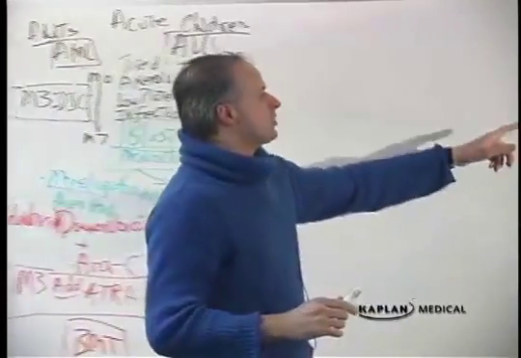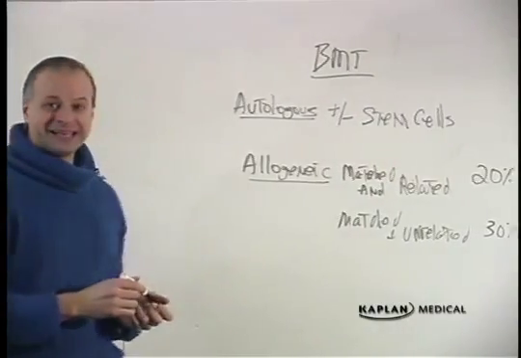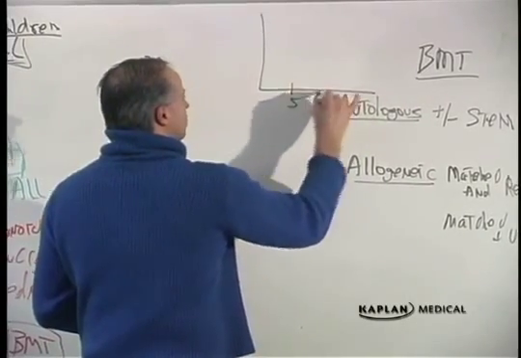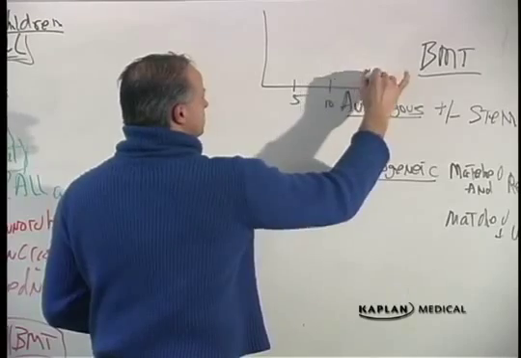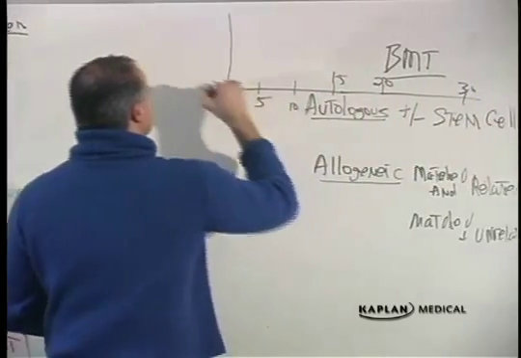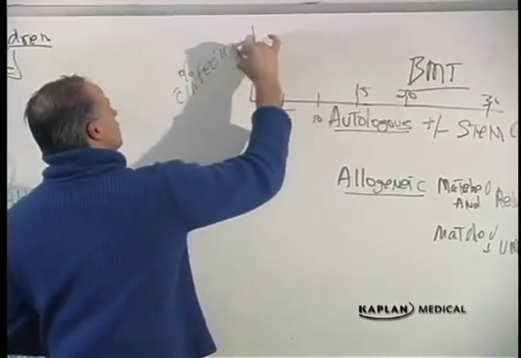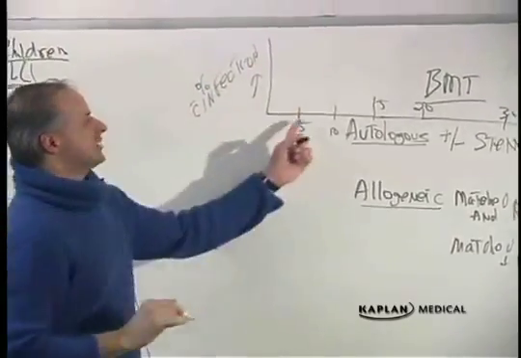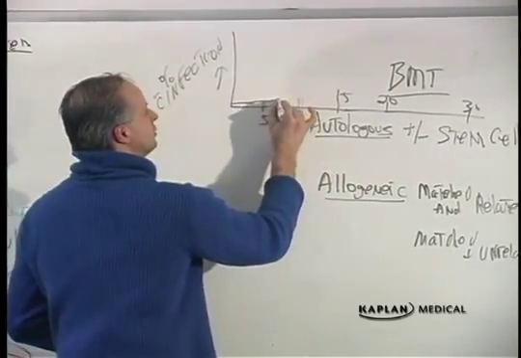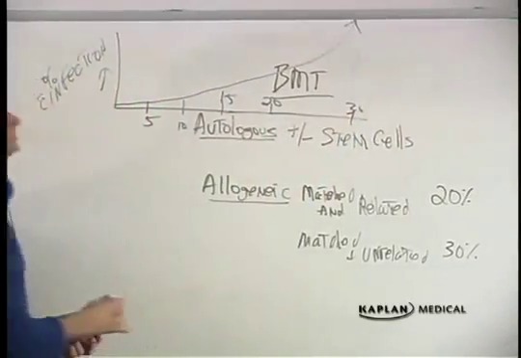The biggest problem with bone marrow transplantation is the duration of neutropenia. The longer you are neutropenic, 5 days, 10 days, 15 days, 20 days, 30 days, the percentage with infection is directly proportional to the duration of the neutropenia. If you're neutropenic for a few days, you have very little infection. Once you're neutropenic for more than that, you start getting enormous amounts of infection.